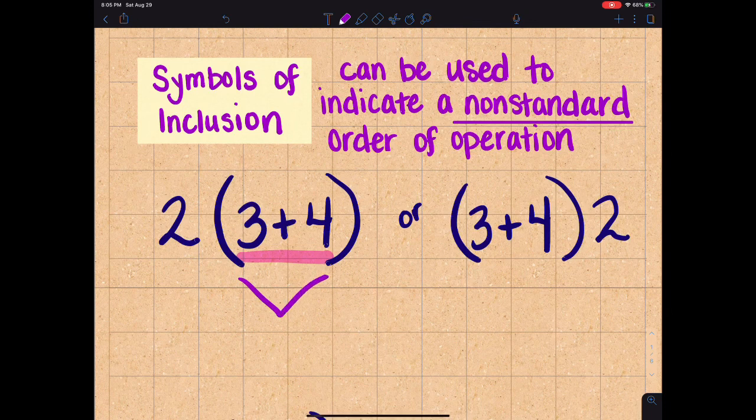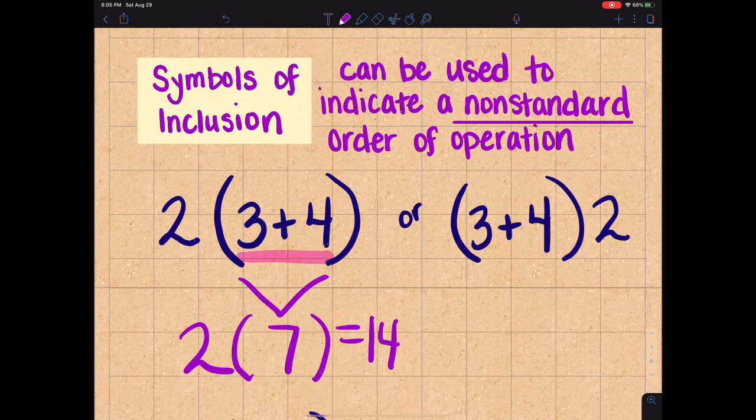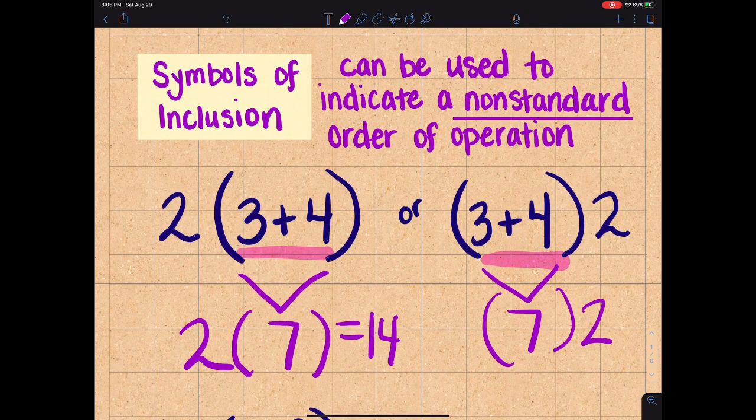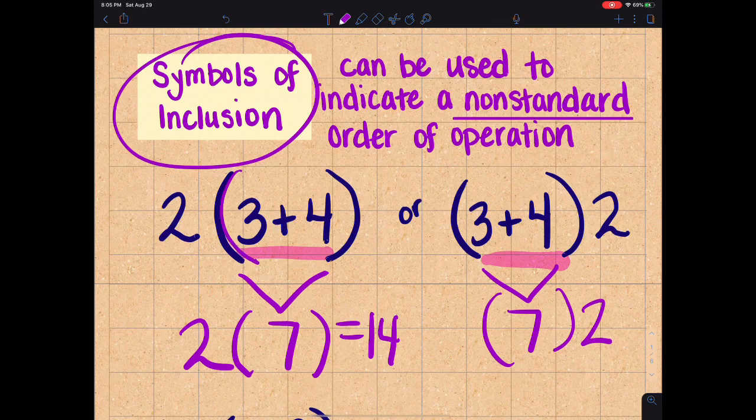So that part would simplify to 3 plus 4 is 7, and this whole thing would be 2 times 7, and you would get 14. Okay, let's do the next one. This one is exactly the same. It's just written in a different way. You do the 3 plus 4 first because it's inside the parentheses. That simplifies to 7. And then you have that in parentheses times 2, and of course you get the same answer, 14. Okay, so in this case, the symbols of inclusion are these parentheses. It could be a bracket or a bar or anything else, and it just means do that first.